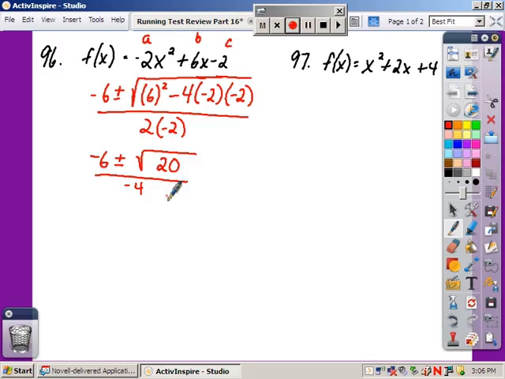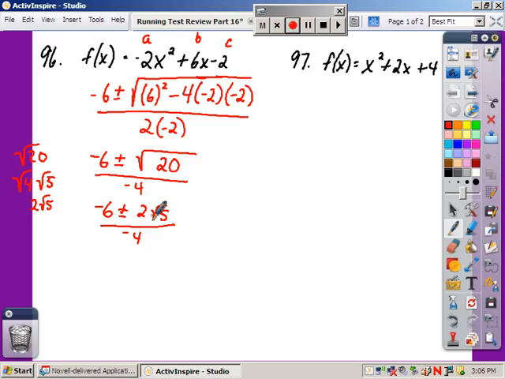Okay, now I'm looking at this and saying, before I divide anything, I want to see if I can simplify that square root. And it looks like I can. So off on the side, I'm going to do the square root of 20. I'm going to split it up. The biggest one that goes into that is only a 4 and a 5 left over. So we have 2 square root of 5. So basically I have negative 6 plus or minus 2 square root of 5, all over negative 4. And now that the square root is simplified, now I can start to think about dividing.